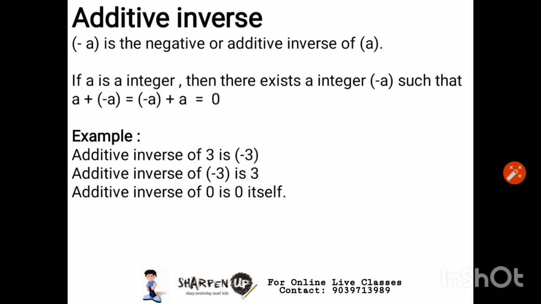Additive inverse. Minus a is the negative or additive inverse of a. That means if a is an integer, then there exists another integer minus a such that when we find the sum of these two integers, the result is 0. In simple words, we can say that the additive inverse of a positive integer is negative and the additive inverse of a negative integer is positive. For example, the additive inverse of positive 3 is minus 3 and the additive inverse of minus 3 is positive 3 and the additive inverse of 0 is 0 itself.